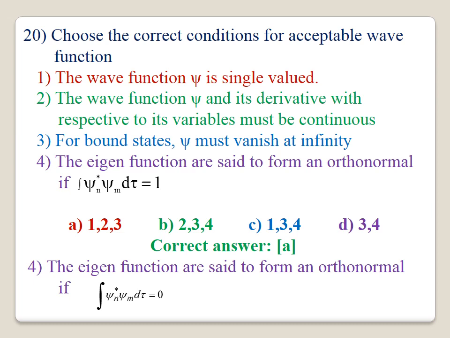According to the fourth one, the eigen functions are said to be orthonormal if the integration of psi n star psi m d tau is equal to 1. It is wrong. The integral of psi n star psi m d tau will be equal to 0 for orthogonal functions. Therefore, conditions 1, 2, 3 are correct. Therefore, the correct answer is A. For the incorrect statement, the correct statement is: the eigen functions are said to be orthogonal if the integration of psi n star psi m d tau is equal to 0.